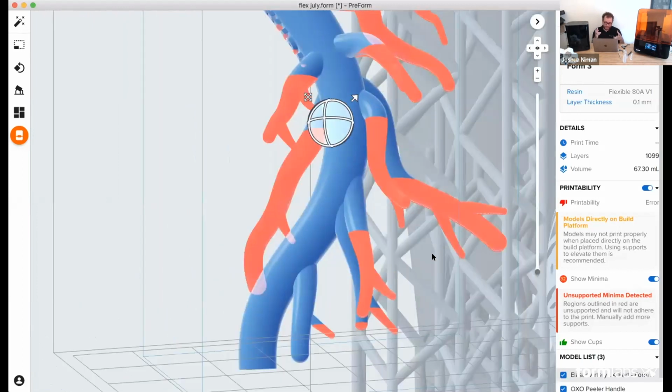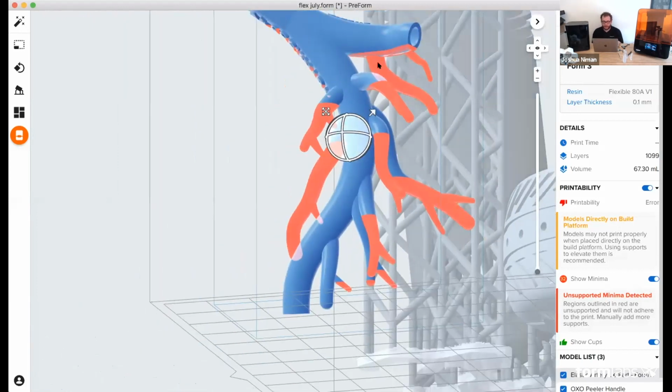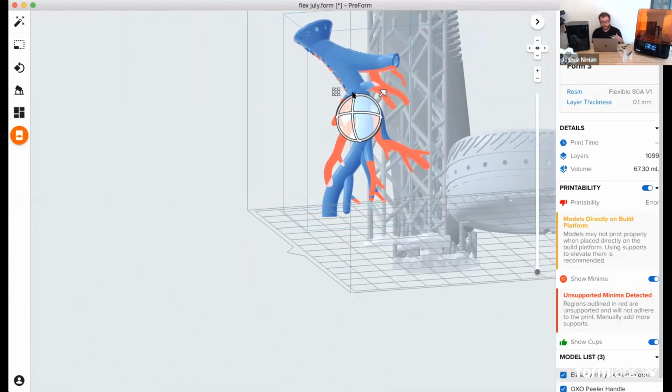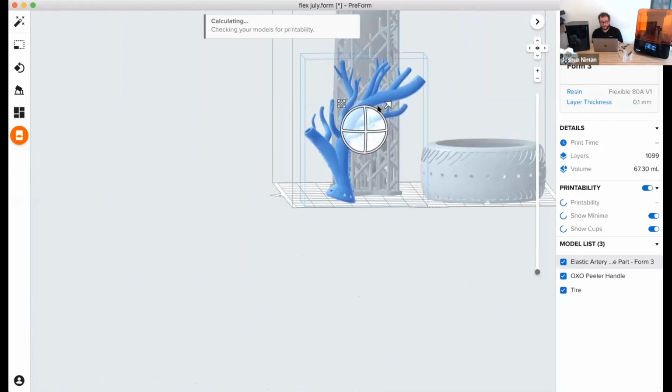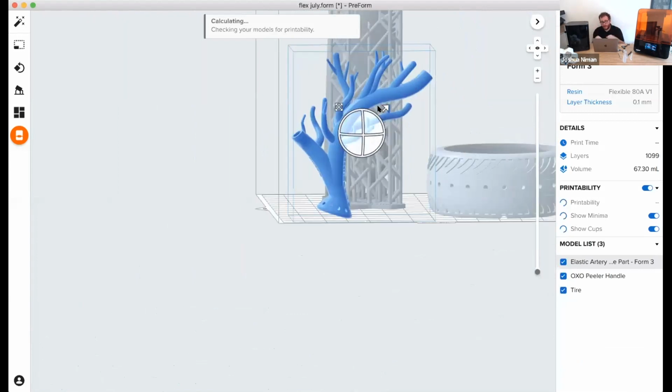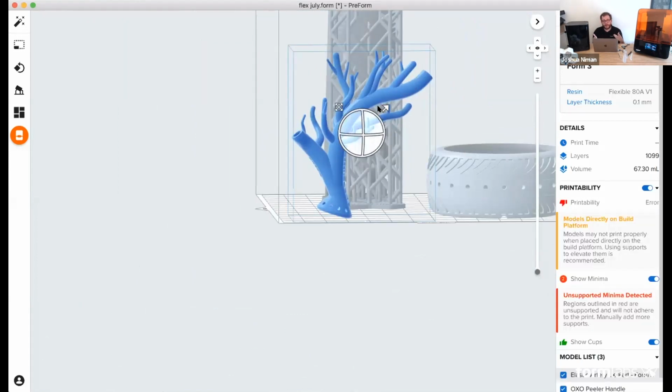So being mindful of features like this and going, okay, can I conceivably design a model like this where all of my features are going in the same direction and I don't have these dramatic overhangs? That's a major thing.